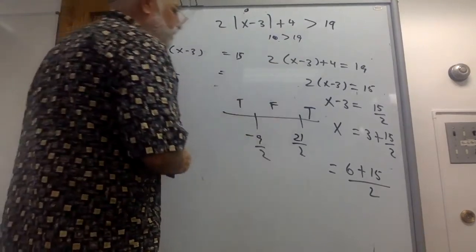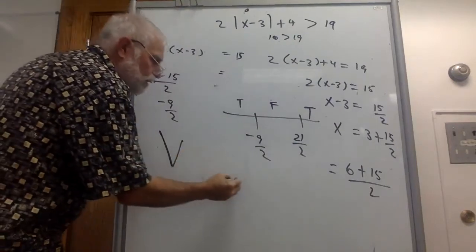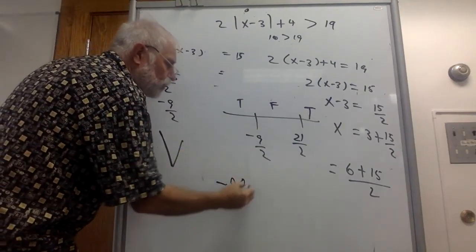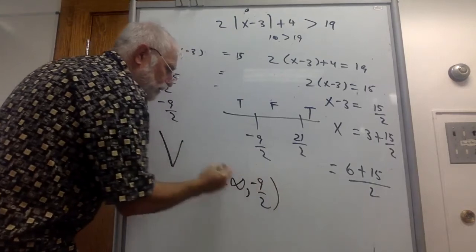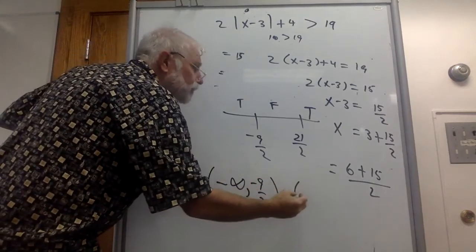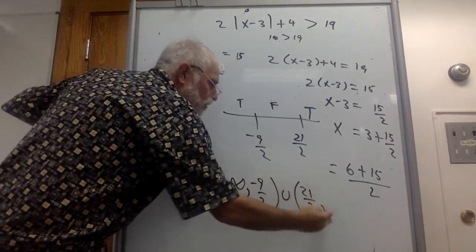So I hope you can write that using interval notation. Negative infinity to negative 9 halves, union 21 halves to infinity.